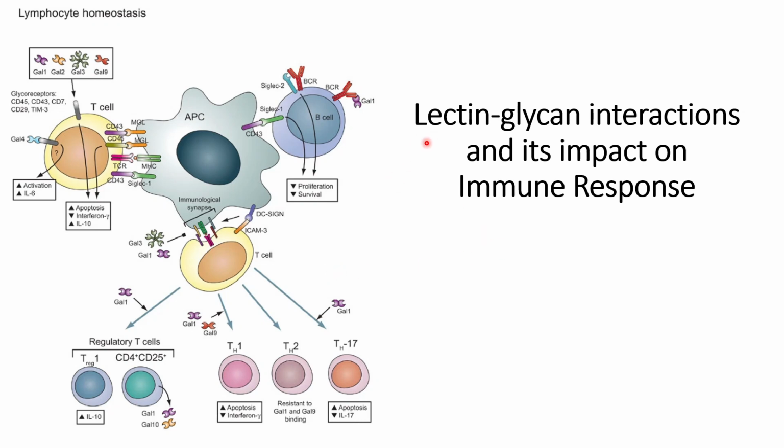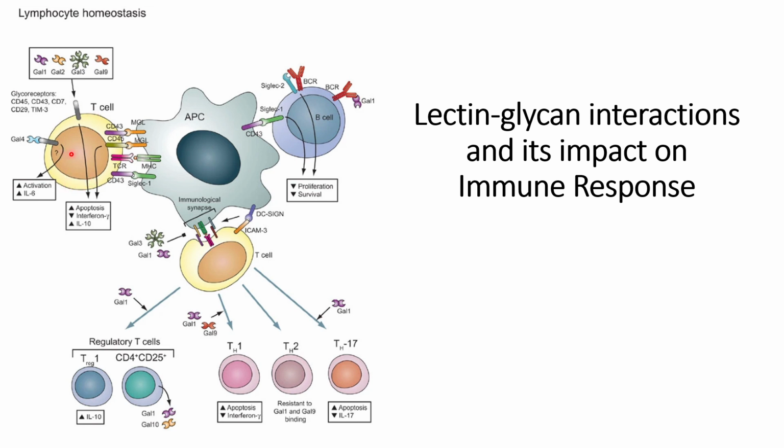In this video, we will discuss how this lectin-glycan interaction can impact the immune response, and this lectin-glycan interaction will also be affected by the maturation or the type of glycosylation that has occurred on the receptors of the immune cells, such as the T cells, B cells, or the regulatory T cells. So we will start with these T cells.